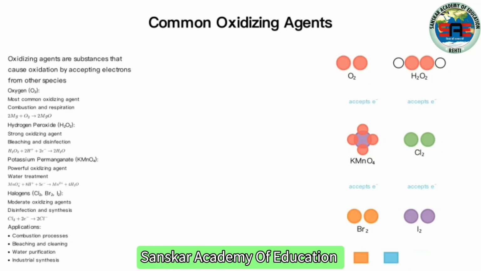The halogens, chlorine, bromine, and iodine are moderate oxidizing agents with decreasing strength down the group. Chlorine is widely used for water disinfection and in swimming pools. These oxidizing agents have diverse applications, including combustion processes, bleaching and cleaning products, water purification systems, and industrial synthesis reactions. Understanding their properties helps predict their behavior in chemical reactions.